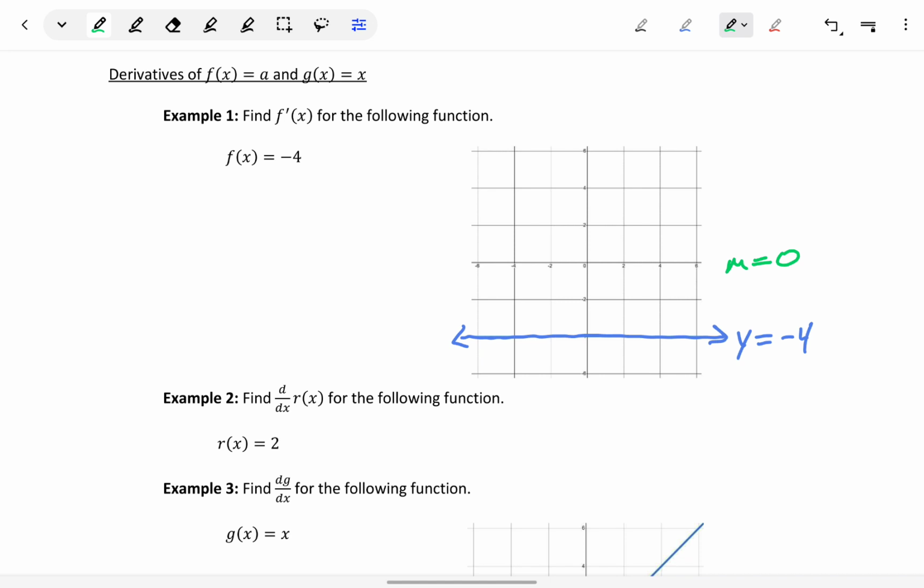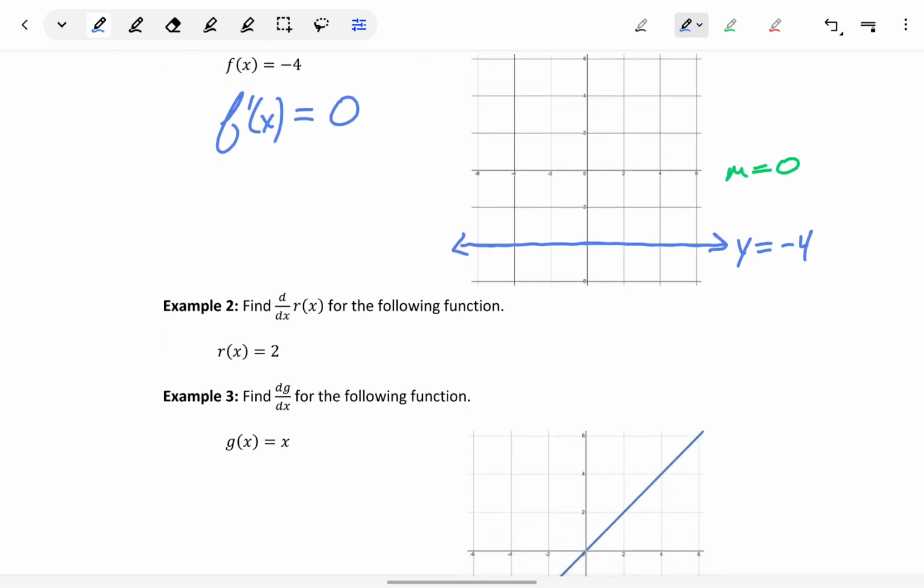And since that line continues to be horizontal in both directions without ever increasing or decreasing, that slope will remain constant. What that tells us is that at any point, no matter what x value we choose, the slope of that line will still be 0, meaning the instantaneous rate of change of that function will always be 0. And for that reason, f prime of x, the derivative of negative 4, will be 0. And that's a rule that will hold true for the derivative of any constant value. Anytime we have just a number, that derivative will always be 0 because that function has a constant slope of 0.